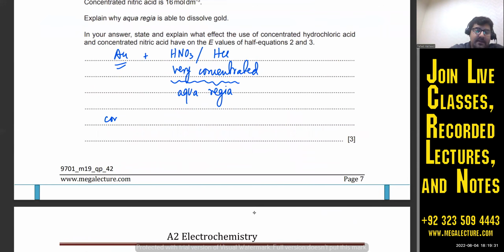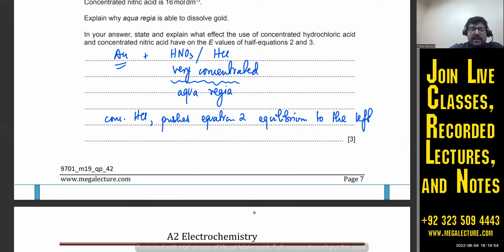Okay, concentrated HCl, these are the words that you're going to use, pushes equilibrium number 2 or equation number 2 equilibrium to the left, and hence its potential decreases. And when its potential decreases, gold is oxidized, it loses electrons.